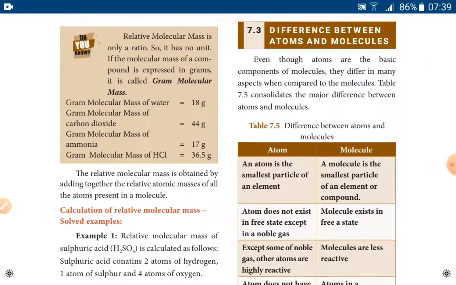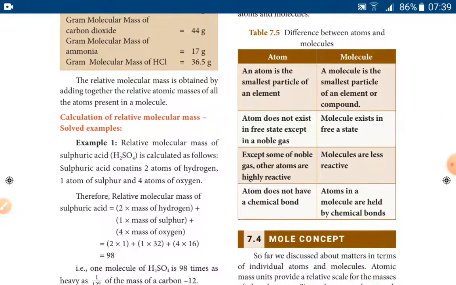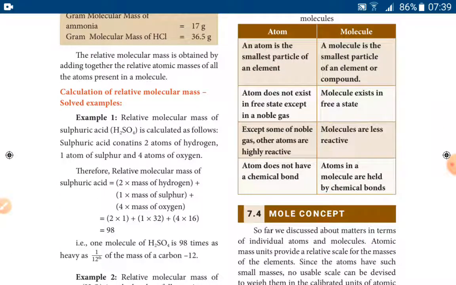And the difference between atoms and molecules. These topics you have already learned in the previous classes, 8th standard and 9th standard. Again we are discussing. Atom is the simplest particle, and molecule is also a smallest particle, but atoms will not exist in free state except rare gases, but molecules can exist in free state, hydrogen, oxygen, like this. And except some of the noble gases, helium, neon, argon, krypton, all the other atoms are highly reactive.